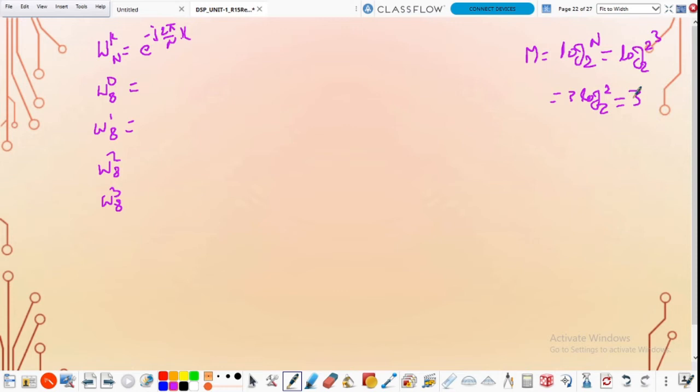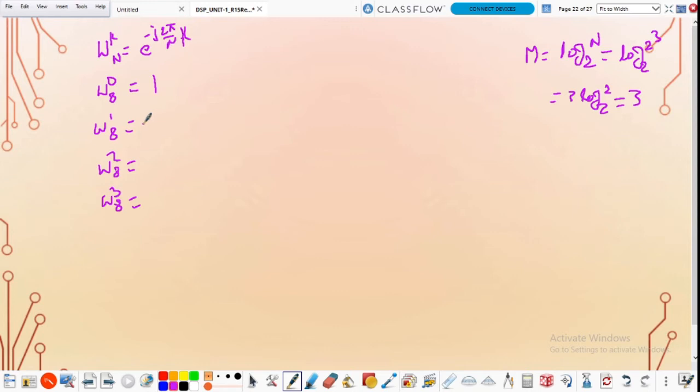In the first stage the twiddle factor is W8 power 0, in the second stage the twiddle factors are W8 power 0 and W8 square, and in the third stage the twiddle factors are W8 power 0, W8 power 1, W8 square, and W8 cube. So using this twiddle factor definition, calculate the twiddle factor values. For k equal to 0, W8 power 0 value is e power minus j 2 pi by 8 into 0, e power 0 is 1. W8 power 1 value is e power minus j 2 pi by 8.